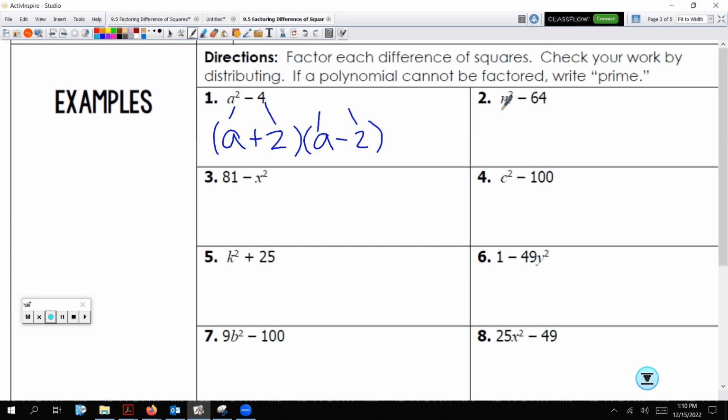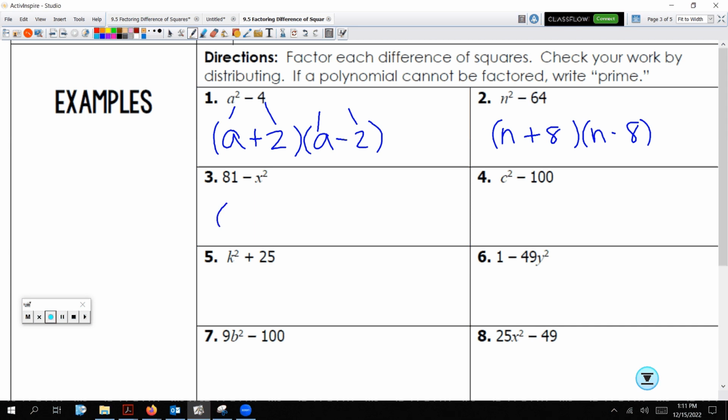If I look at number 2, I have n squared minus 64. Well, that's going to be n and 8 and n and 8 and plus and minus. 3 is a little different because the 81 comes first. Now, someone asked if they could rewrite it, but don't rewrite it. Just leave it this way.